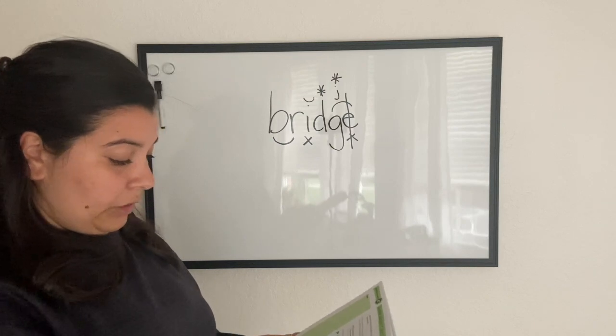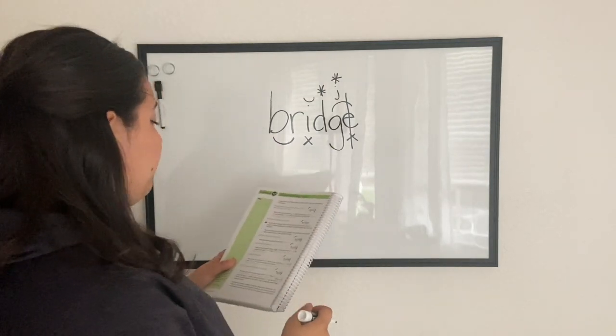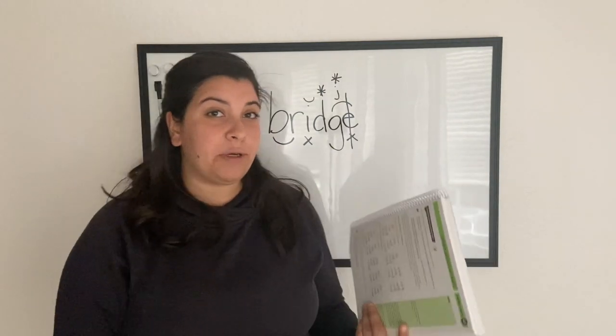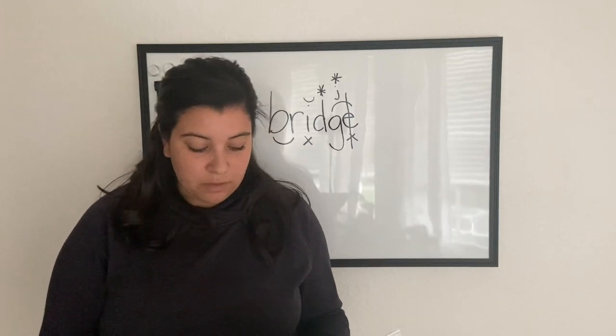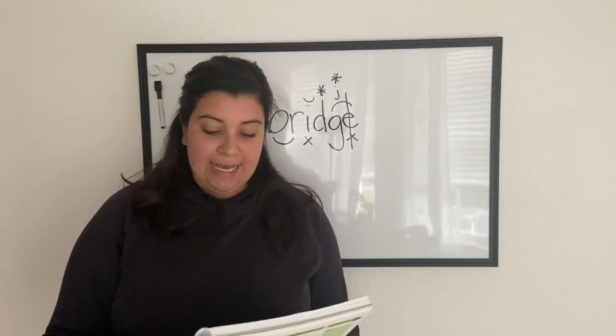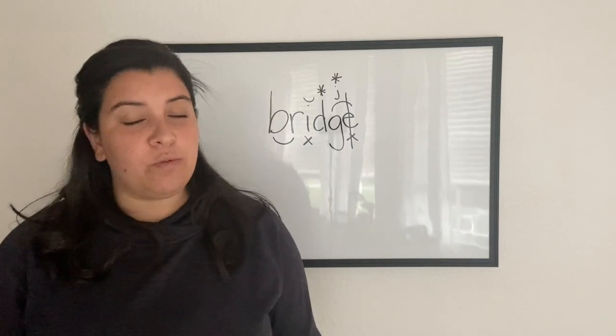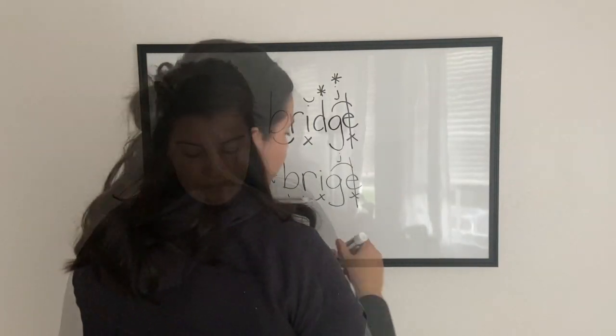So our word was bridge, and I'm going to use the word bridge in a sentence. The Brooklyn Bridge has 6 lanes for cars and a walkway on the side.